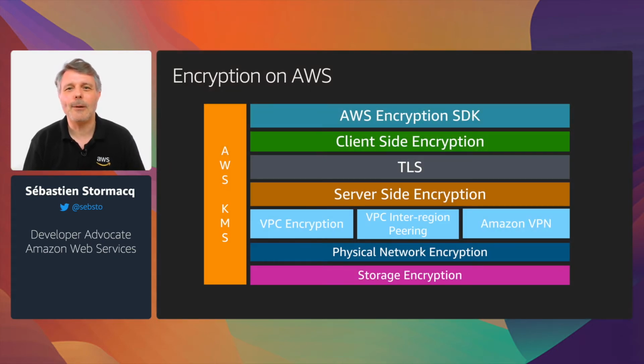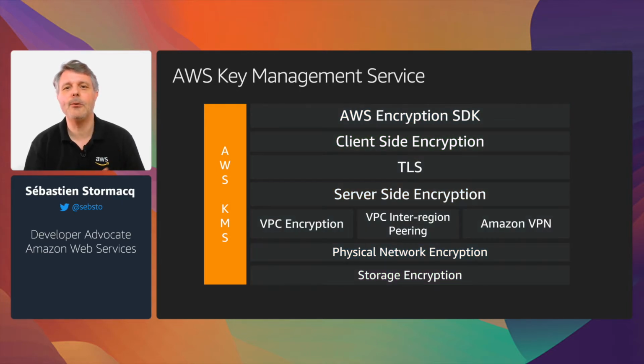So if you look at a typical application, a typical infrastructure, there are many layers inside an infrastructure, from the physical network up to the application. This gives this type of lasagna diagram where we can talk about encryption at the storage level, at the network level, different types of network, VPN, VPC, but also client-side encryption, the encryption that you can do inside your application, and the SDK that you can use to help them, high-level libraries that you can leverage inside your application to encrypt your data. And you will notice on the side there, AWS KMS.